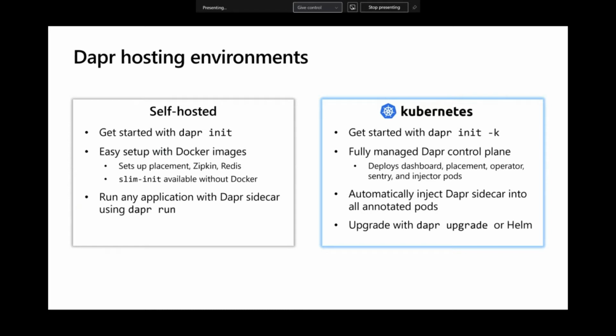It's very different when you host Dapr in Kubernetes. You can obviously install it with Dapr init -k, but you can also use Helm to deploy and upgrade the chart for Dapr. And there is a Dapr control plane, which one of the first objectives is to inject, to place the Dapr sidecar into your application pods.